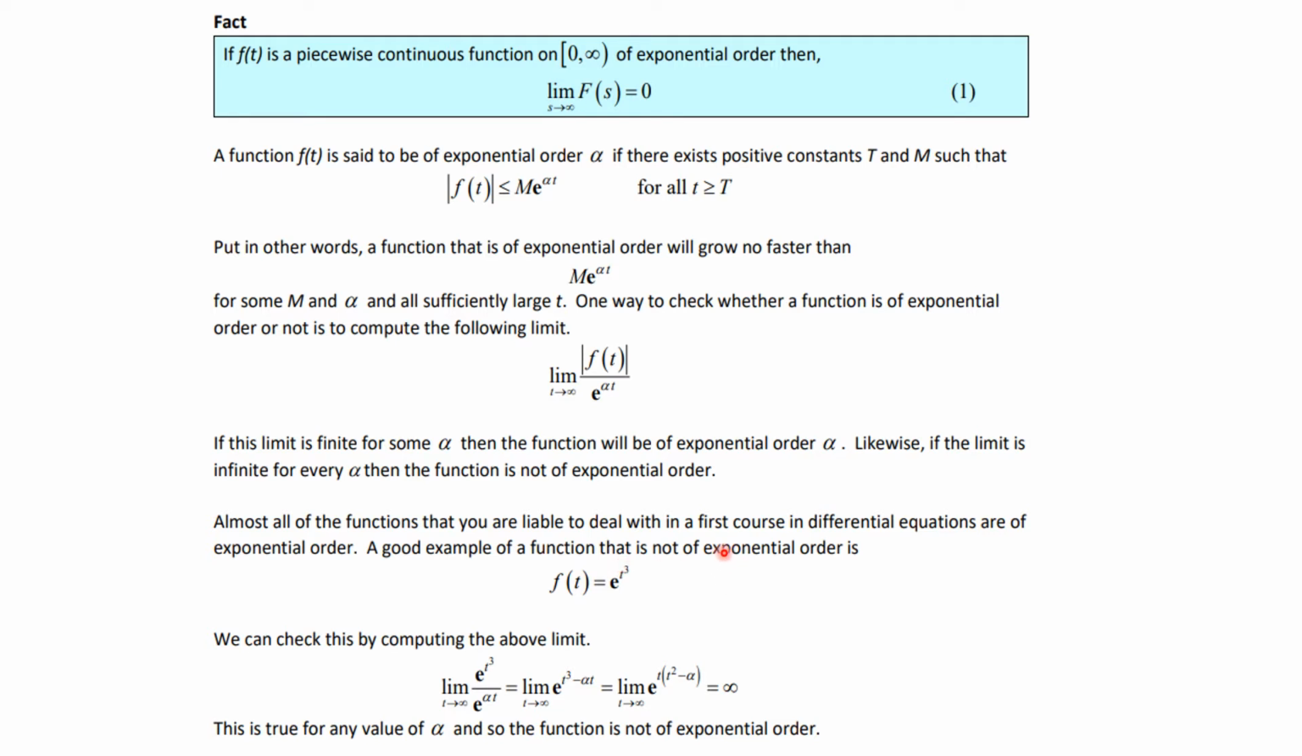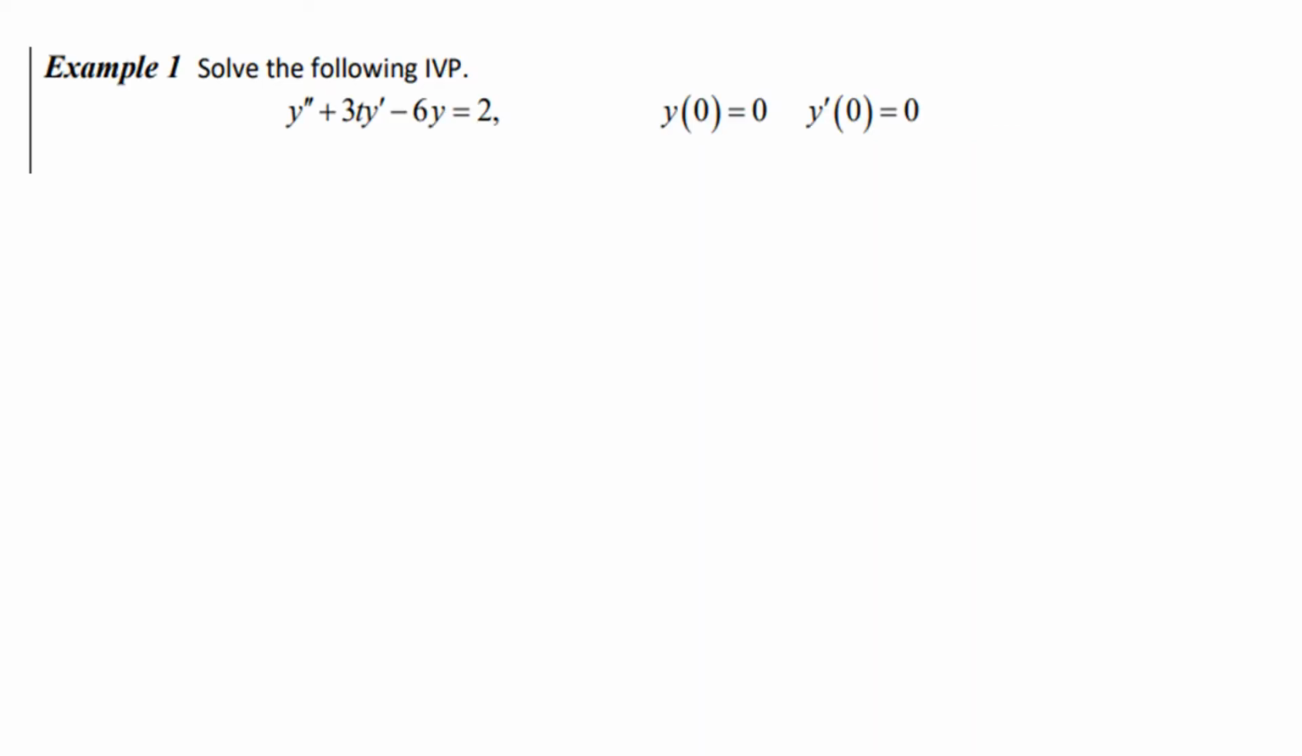Now, many functions are of exponential order, but some are not. Here's an example: f of t is equal to e to the t cubed. This grows crazy fast. It's always positive, so the absolute value doesn't matter. We calculate this limit, and we find it is infinity, so that's not of exponential order. Put a pin in this, because we're going to use it in a bit to help us solve a problem. In fact, here's the first problem we're going to talk about.